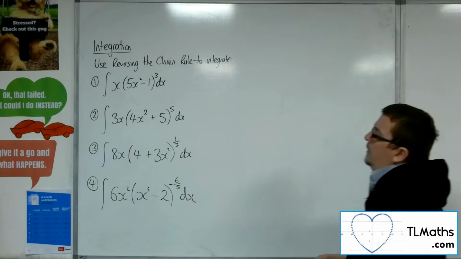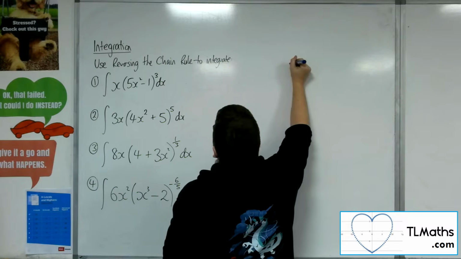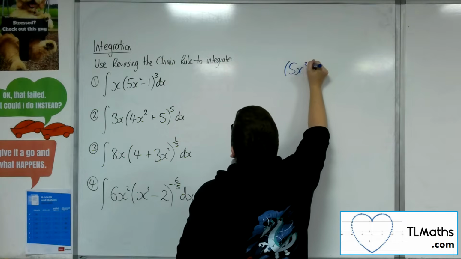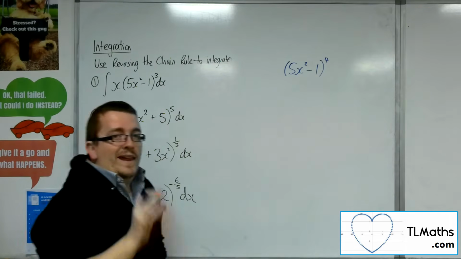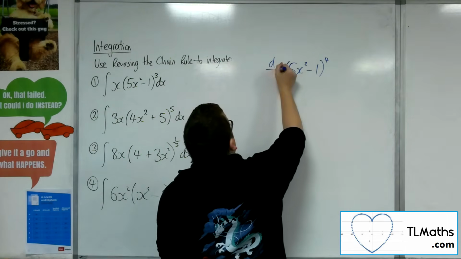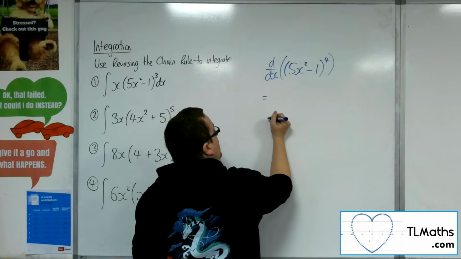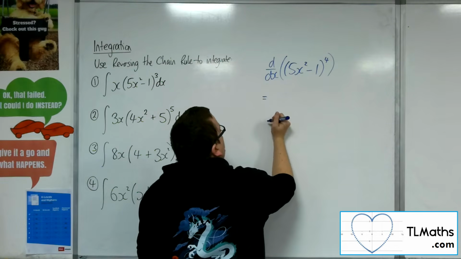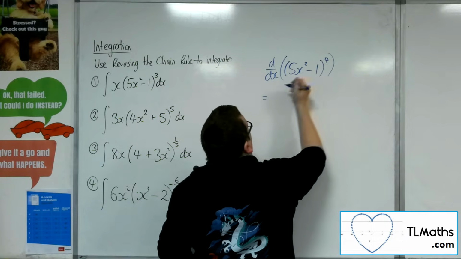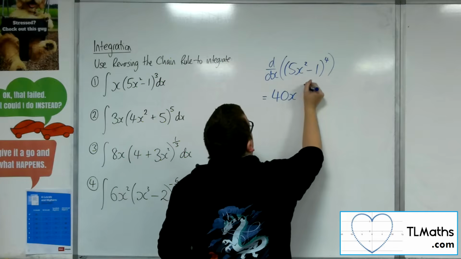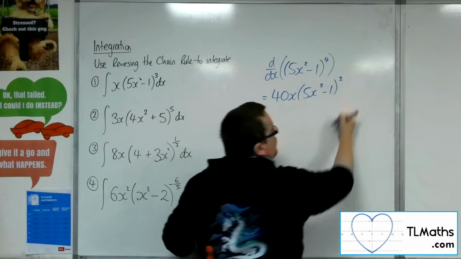Okay? So we would then be expecting the integral to be of some format of (5x squared minus 1) to the power of 4. So if I differentiate that, I should be able to work out what that coefficient is in a very similar way to what we've been doing before. So the derivative of the inside is 10x. That multiplies with the 4 to make 40x. And I've got the (5x squared minus 1) to the power of 3. Okay?